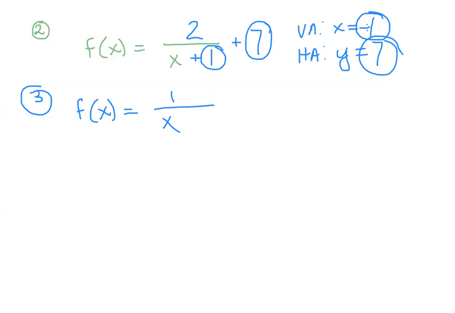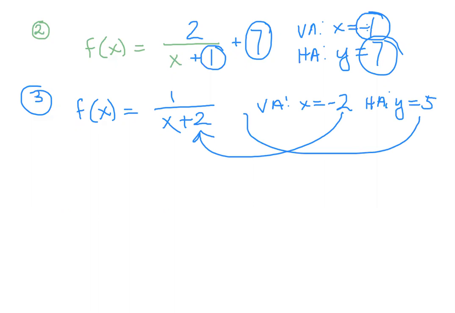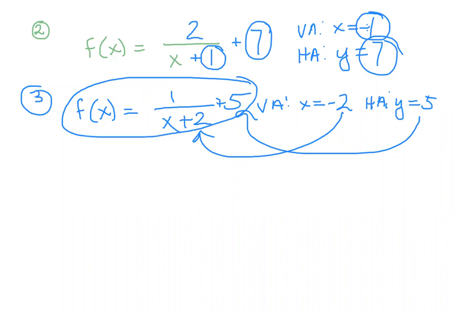All right, the reciprocal function has a vertical asymptote located at x equals -2. So I'm going to write that over here: x equals -2. Remember that it goes down here with an opposite sign, and a horizontal asymptote of y equals 5 sticks on the end with the same sign. So that's going to be our equation right here for number 3. Okay, now let's look at graphing.